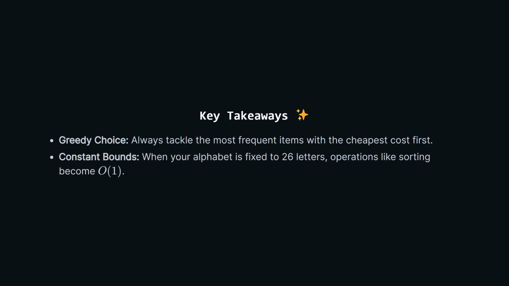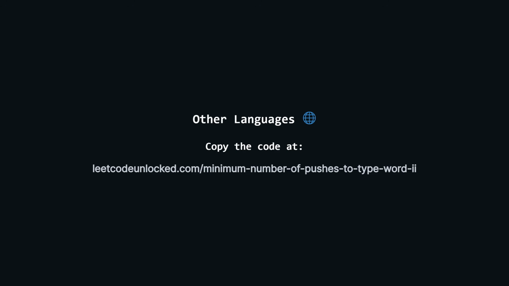Here are a couple of key takeaways from this problem. First, this is a classic greedy choice pattern. Whenever you want to minimize cost, match your highest frequencies with your cheapest options. Second, always recognize when your constraints are fixed. A fixed alphabet size turns a potentially slow sort into a constant time operation. Alright, that covers the Python explanation.